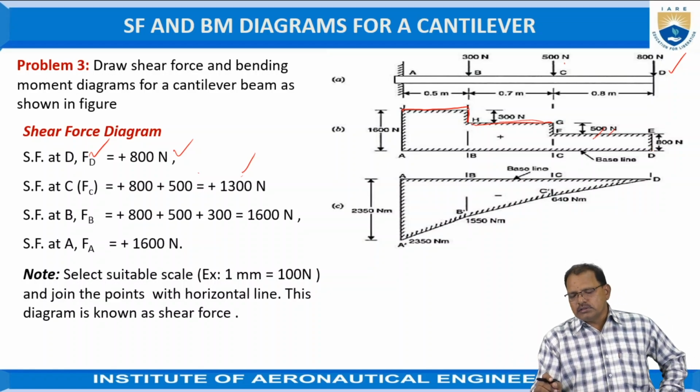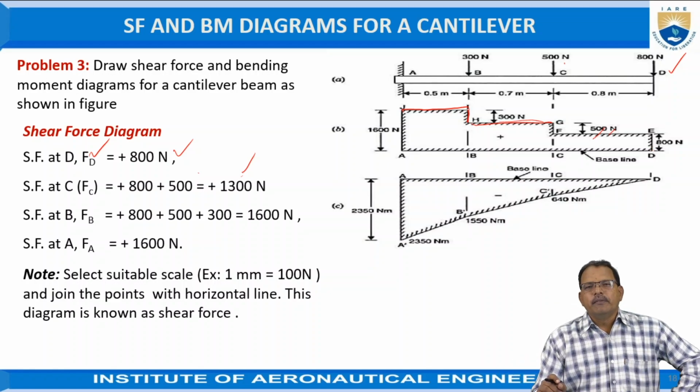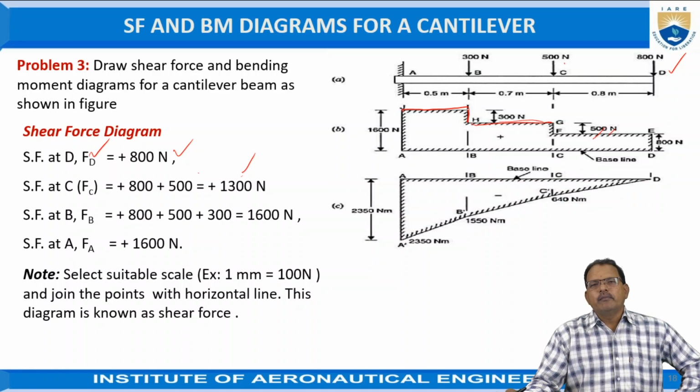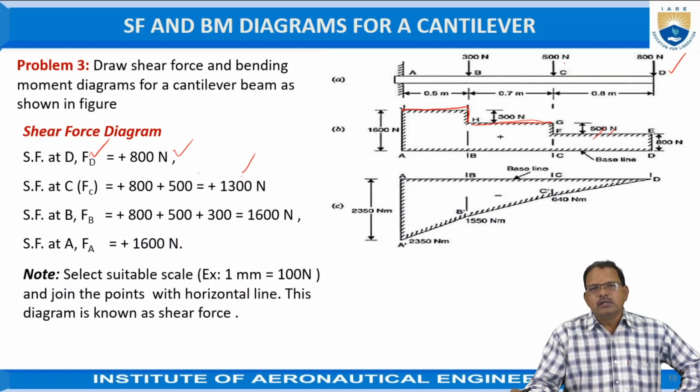Now, in the second case, that is the bending moment diagram. The bending moment diagram is negative for the cantilever beam, because the effect of the bending moment on the beam is hogging, hence it is negative. Always remember the bending moment at the free end is always 0. Hence, at D position, the bending moment is equal to 0 now.